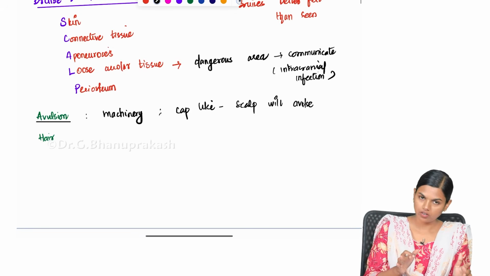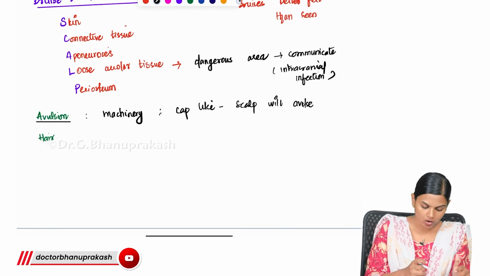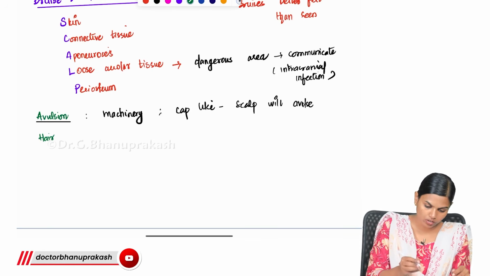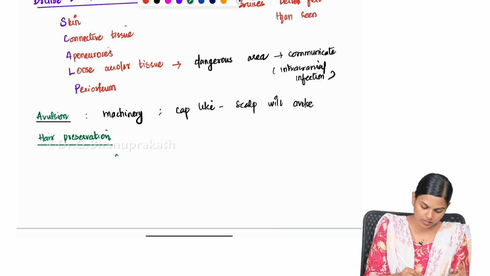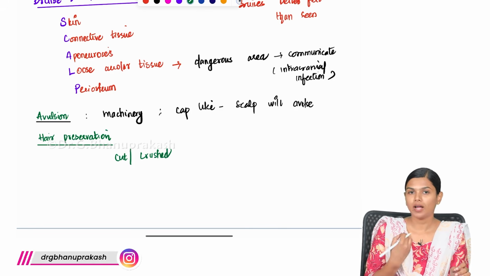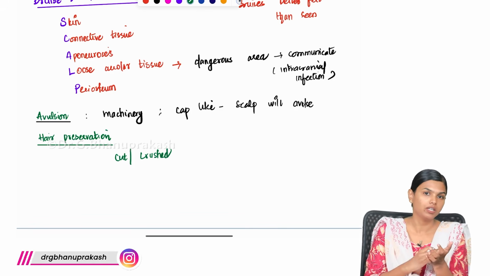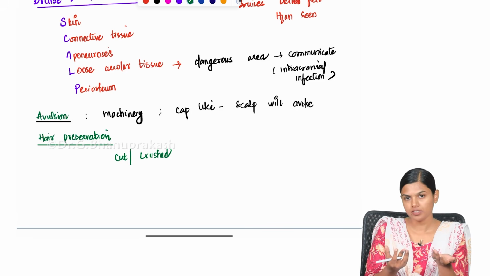Then whenever you see an injury in the skull, be it a bruise or laceration or avulsion, what you have to do is hair preservation. Why? Because when we analyze the hair, we can say whether it is cut or crushed. When you look at it under the microscope, you will be able to identify whether the hair has been sharply cut or crushed. So depending upon that, we can say whether it was a blunt force trauma or a sharp force trauma.